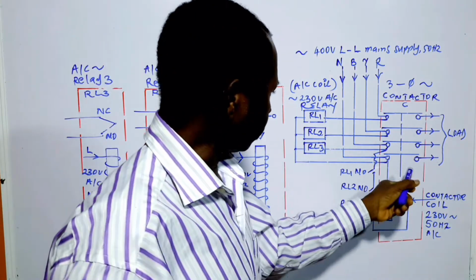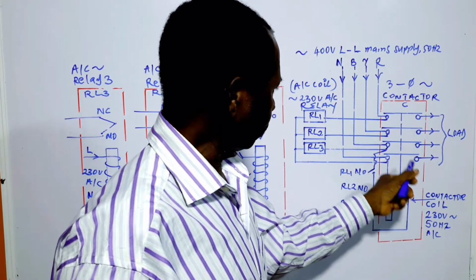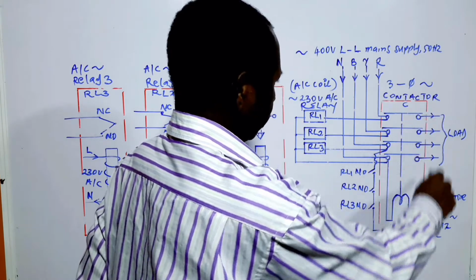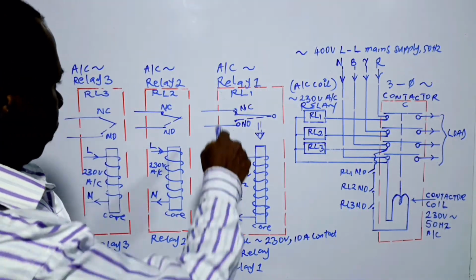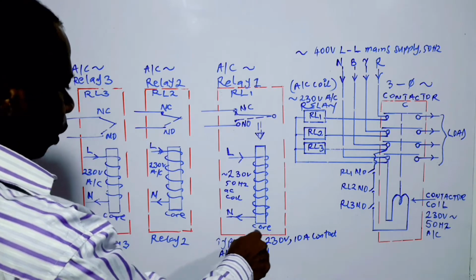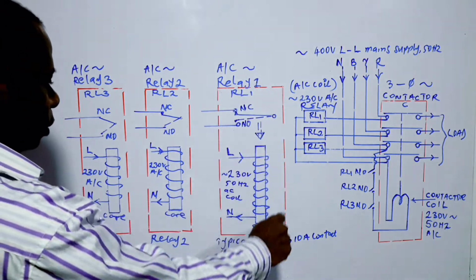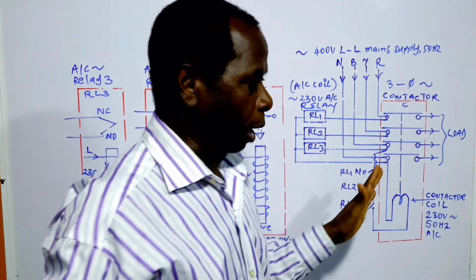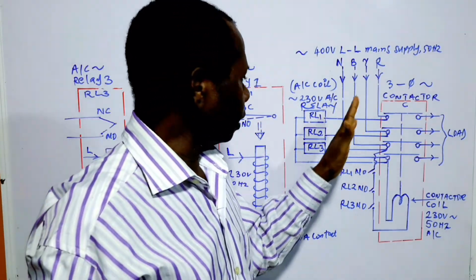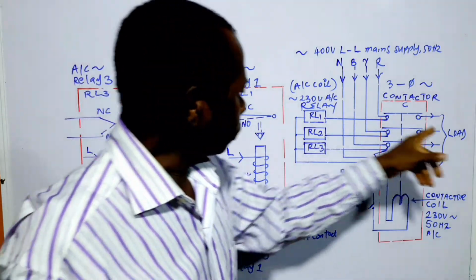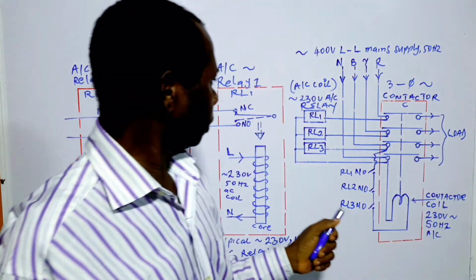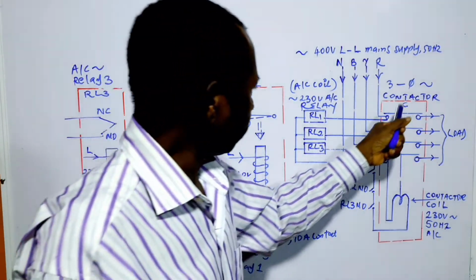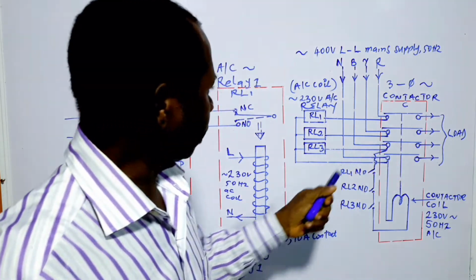It comprises a contactor, represented by this red rectangle, and then we have three alternating current or AC relays. This is 1, 2, 3. Now, the way it is now, the system is at an inactive stage. There is no supply to the load now. Let me explain what is happening here.